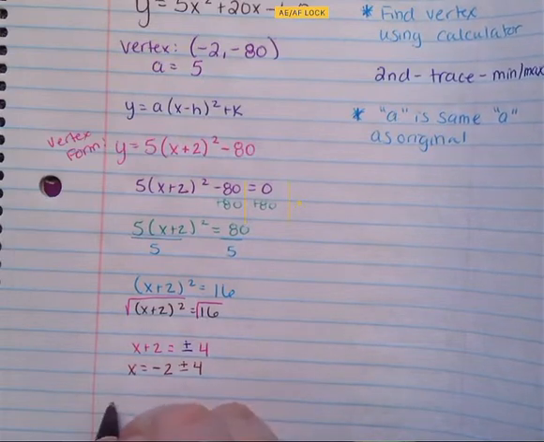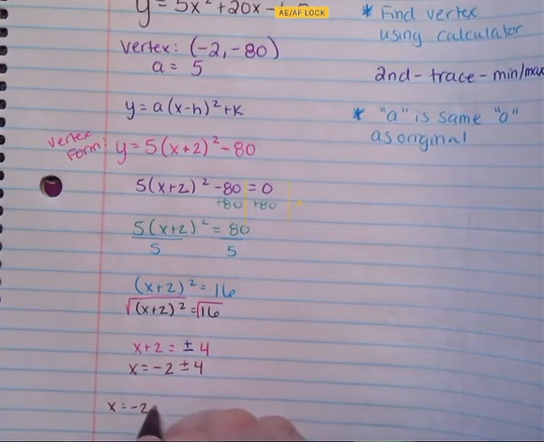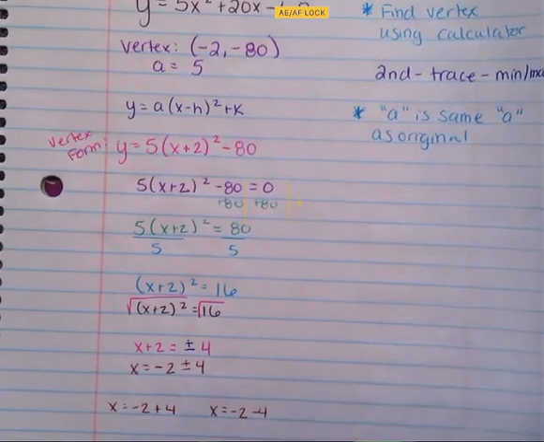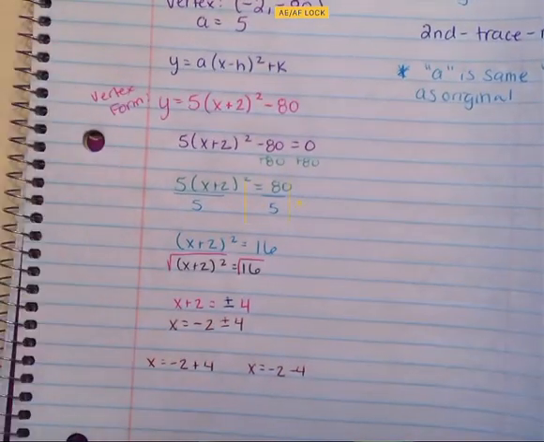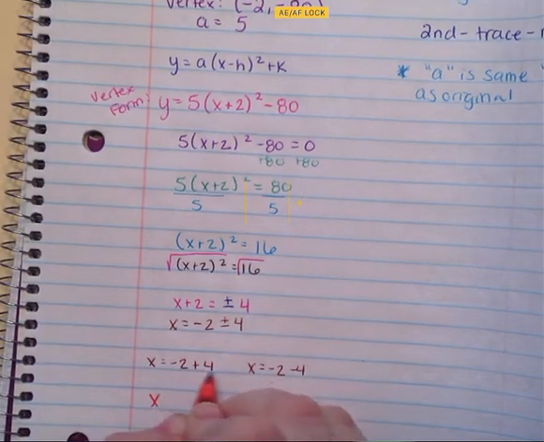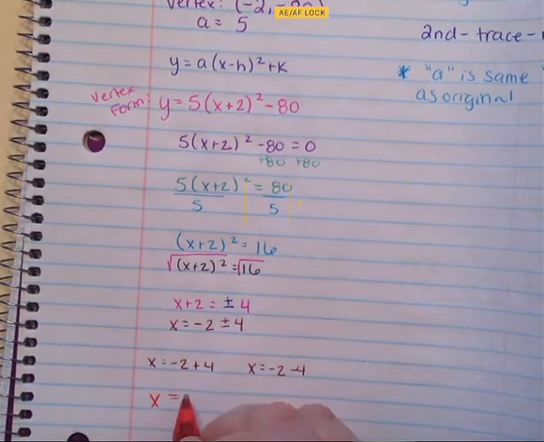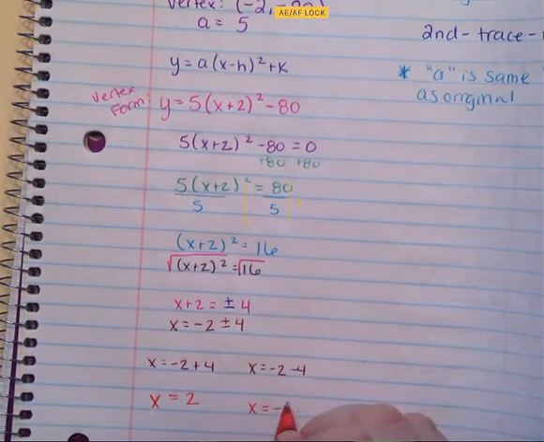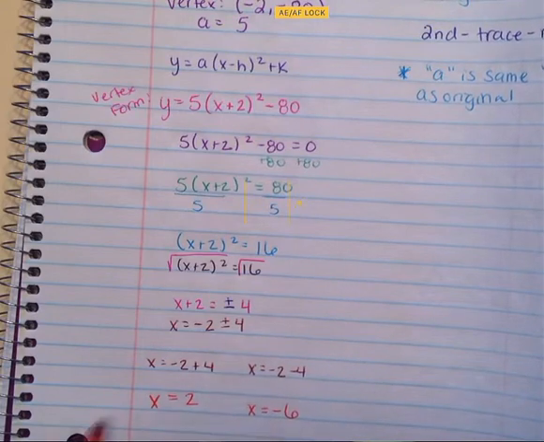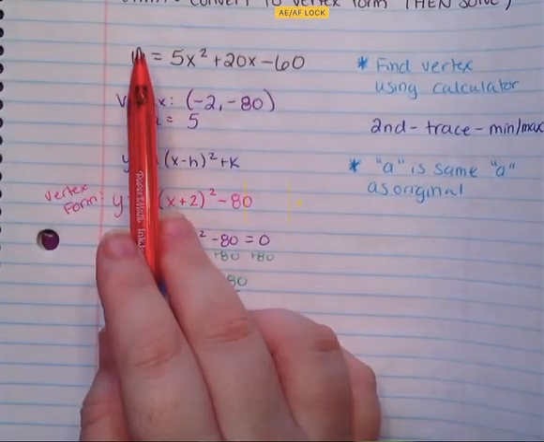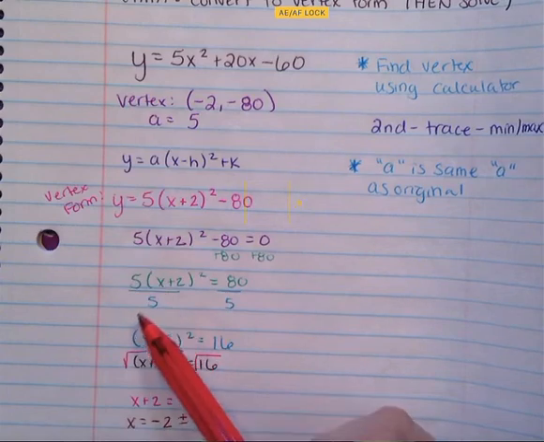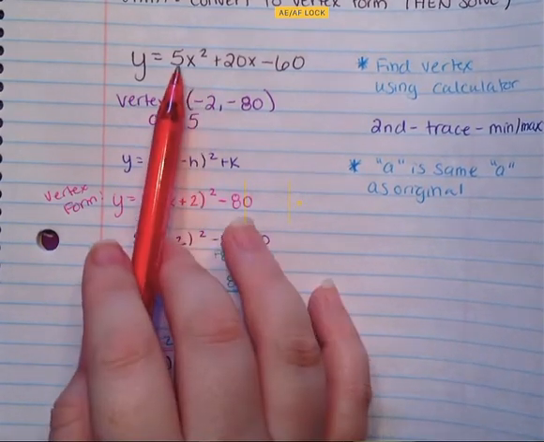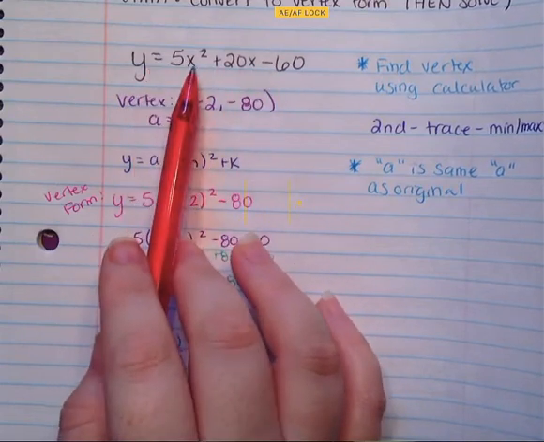So what happens now is that we actually have x equals negative 2 plus 4, and x equals negative 2 minus 4. So x equals negative 2 plus 4 is a positive 2, and then negative 2 minus 4 is equal to a negative 6. So we can still check our answers by plugging it back into the original. Now the y should really be equal to a 0 because that's what we changed it to when we convert it from vertex form into just an equation. So we're going to plug in our numbers and make sure it still equals to 0.